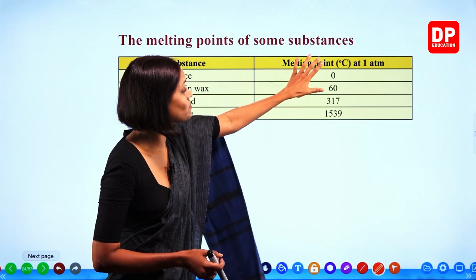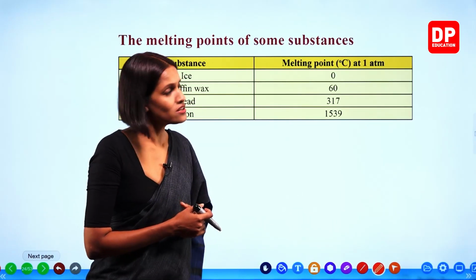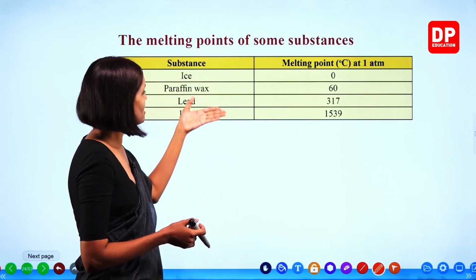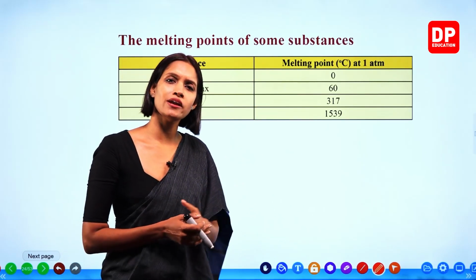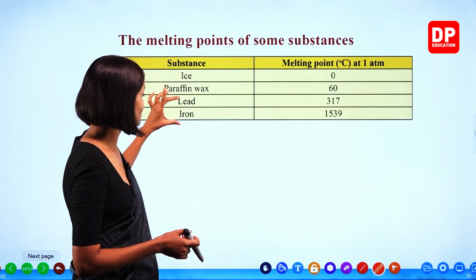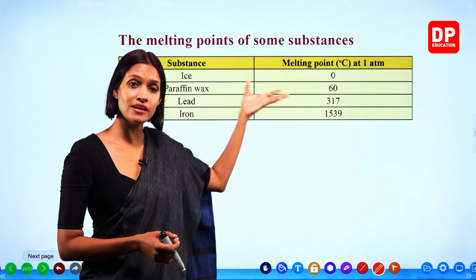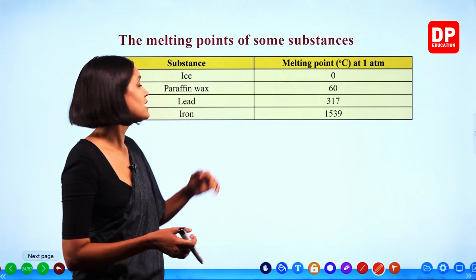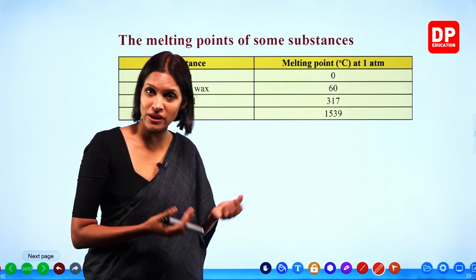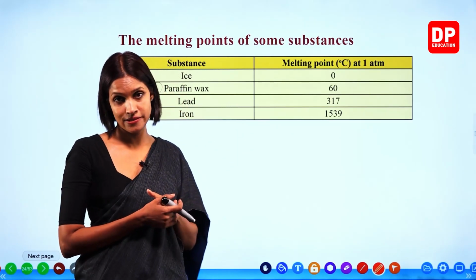This is very high compared to the first two. Right, children? So by looking at this table, what is the conclusion that you can come up with? Compared to ice and paraffin wax, lead and iron's melting points are higher. Iron's melting point is the highest out of these four. Lead and iron are both metal substances. Iron is even harder than lead.